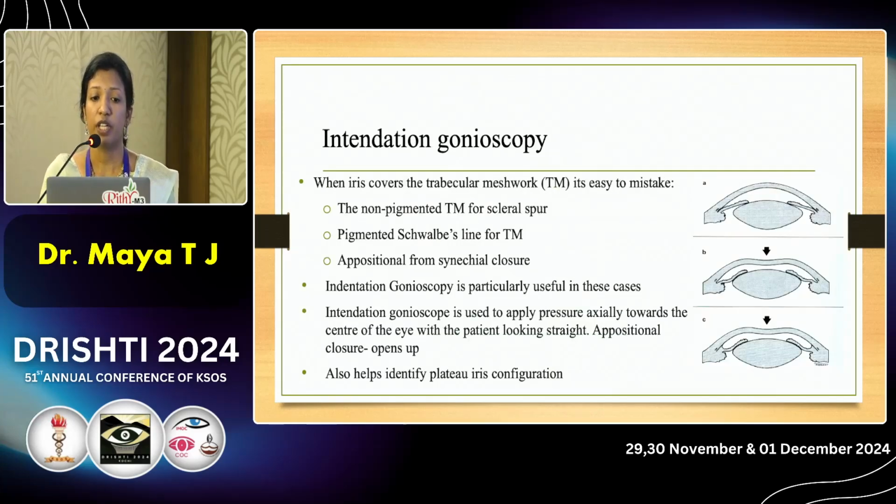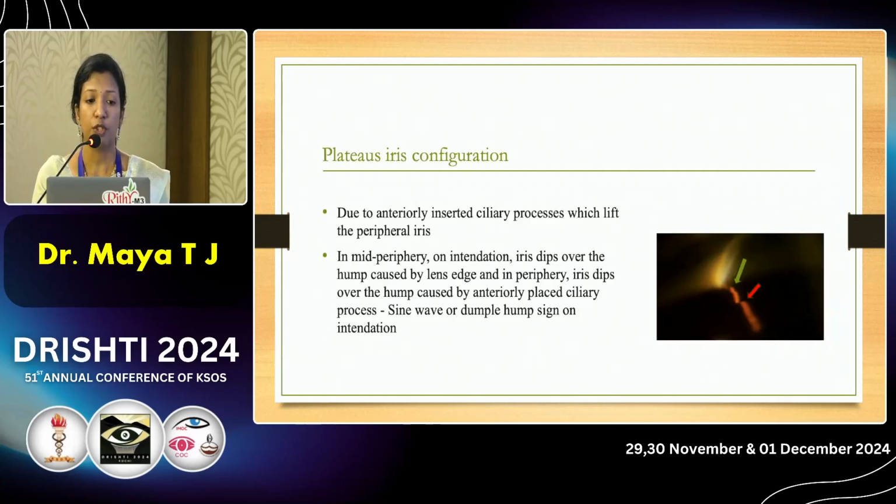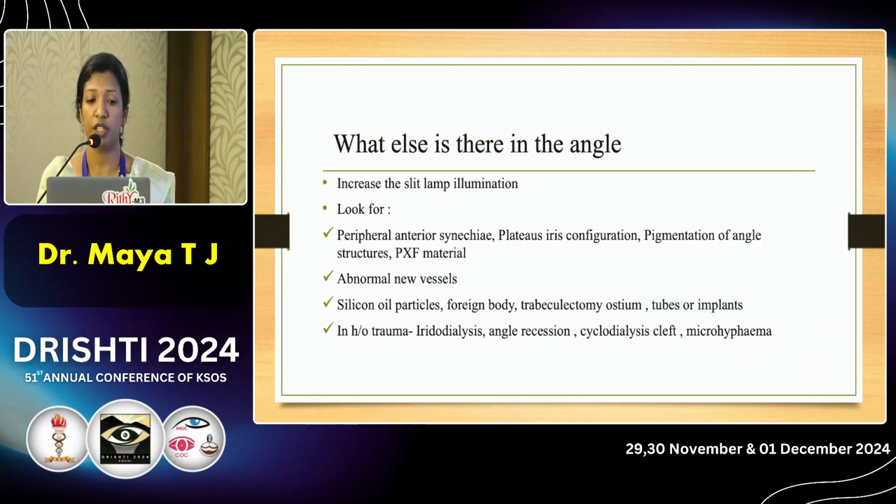Indentation gonioscopy. When iris covers the trabecular meshwork, it's easy to mistake the non-pigmented trabecular meshwork for scleral spur, pigmented Schwalbe's line for trabecular meshwork, appositional from synechial closure. In this, indentation gonioscopy is particularly useful. Indentation gonioscopy is used to apply pressure axially towards the center of the eye while the patient is looking straight. Appositional closure opens upon indentation. It also helps to identify the plateau iris configuration, which is due to anteriorly inserted ciliary process. This gives a sine wave and double hump sign on indentation.